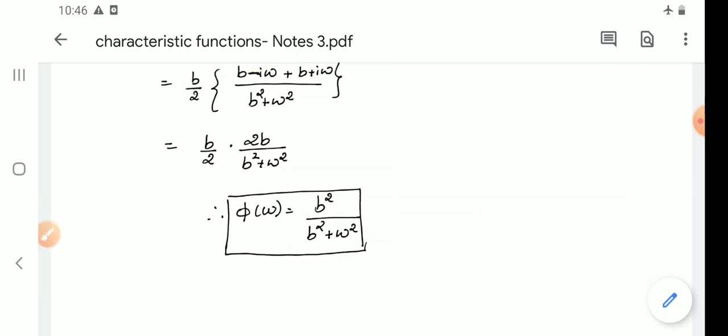With this, we have finished the few problems in characteristic functions.